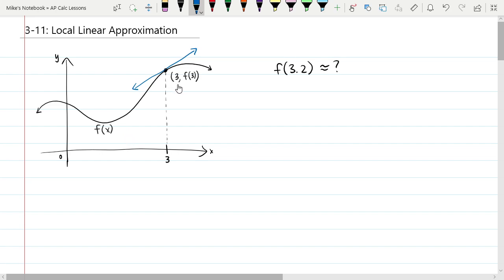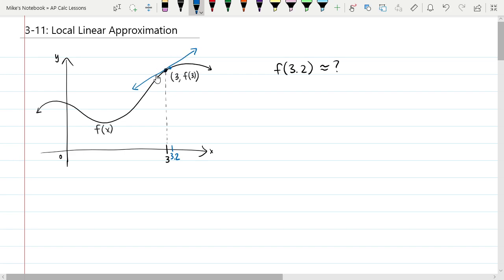But maybe I do know, say, the value of f when x is 3. So I know this specific point here. But maybe I have a need to find the value of f of 3.2. So again, that's right next to that. So I need to know the value of f at that point right there. Well, again, if this is a function that's maybe not easy to calculate, or maybe I don't have enough information to calculate it, what can we do?